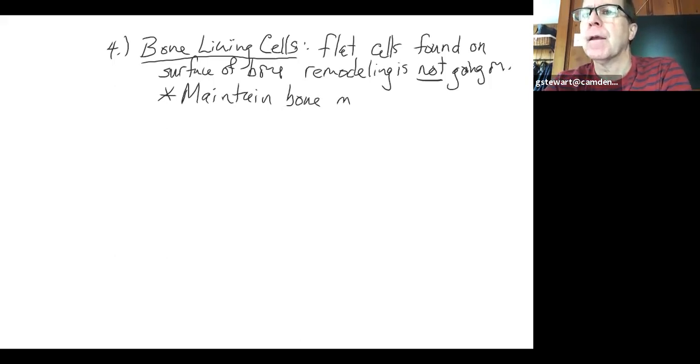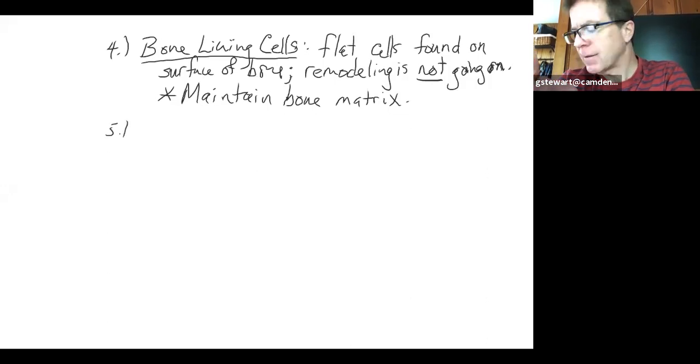I got your message. So what this says is bone lining cells, flat cells found on the surface of bone. I should put a semicolon here, where remodeling is not going on. That's supposed to be an ON. And their real job is to maintain bone matrix. So they just maintain the environment of bone tissue.